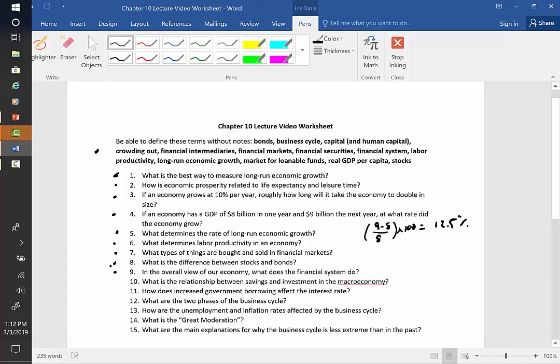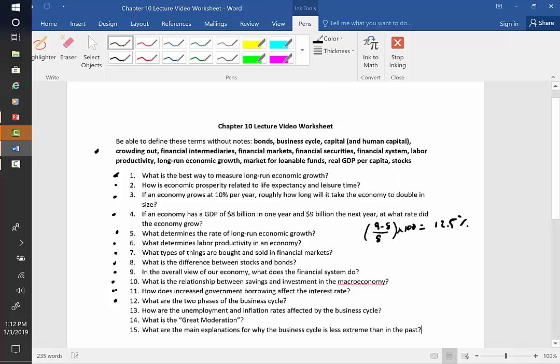Number 9 here says, in the overall view of our economy, what's the financial system do? It matches the savers who have excess funds with the borrowers who want to borrow those funds and sets the price. That's good. So what is the relationship between saving and investment in the macroeconomy? They're equal to each other. Number 11 says, how does increased government borrowing affect the interest rate? It increases it, and that's what leads to crowding out.